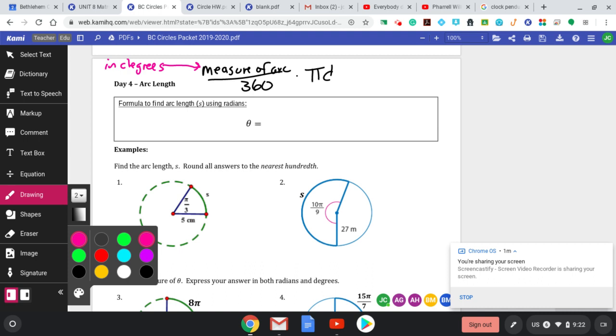Here's our symbol theta, which I'll talk about in a second. That always means an angle measure. All right, theta is equal to S over R. All right, now let me go through each piece right now. All right, theta, that's your central angle. But again, it's in radians now. Not degrees anymore, it's in radians. Okay, we have S, that's our arc length. And then we have R. Some of you can probably guess what the R is going to stand for. That's radius length.